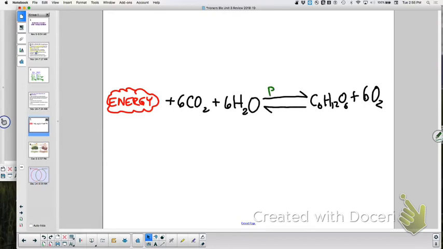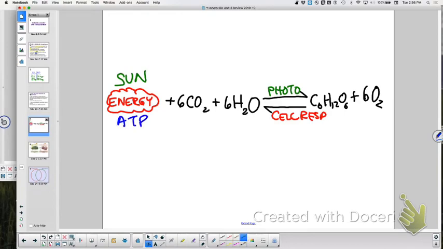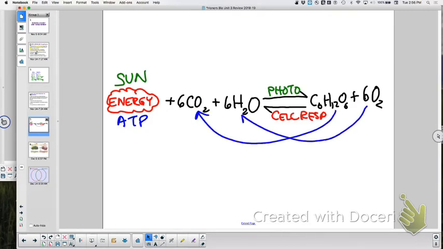Yeah, this is photosynthesis. And this is cellular respiration, right? And the energy here would be from the sun. And when I go this other way, it would be what? ATP. All right. Glucose becomes CO2. Oxygen becomes water here.